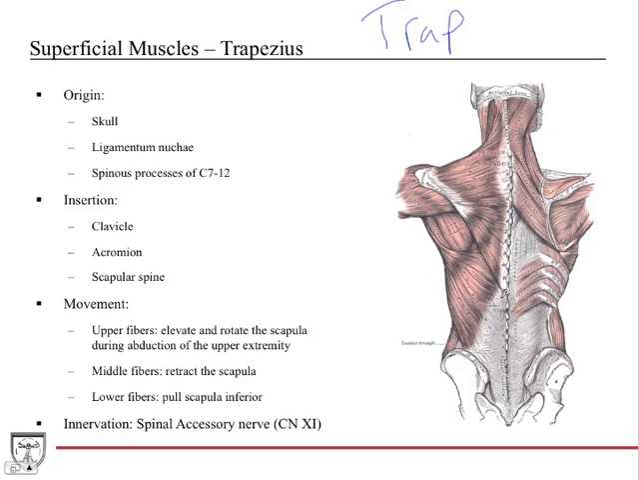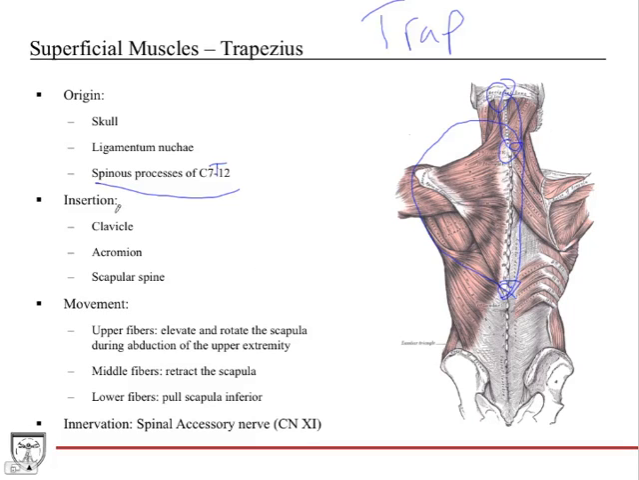This is this fan-like muscle here, a very broad, big muscle, and it's cut away on this side, but it would be on both sides. And where is its origin? It has many origination points: the skull, the ligamentum nuchae, or the nuchal ligament. Again, that's the ligament that runs along the tips of the spinous processes of the cervical spine, and then also the spinous processes of C7 through T12. So it runs from C7 all the way down to T12 here. These spinous processes are shown well in this diagram.